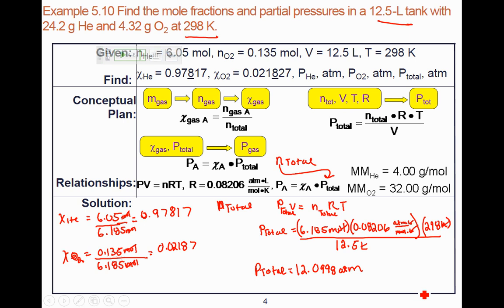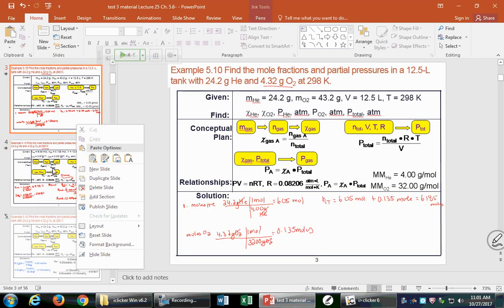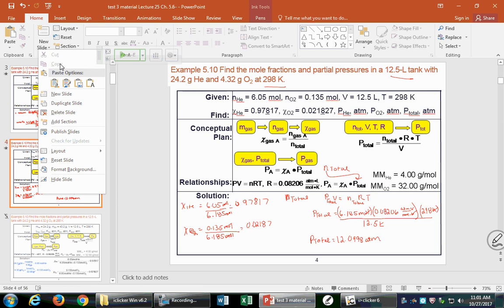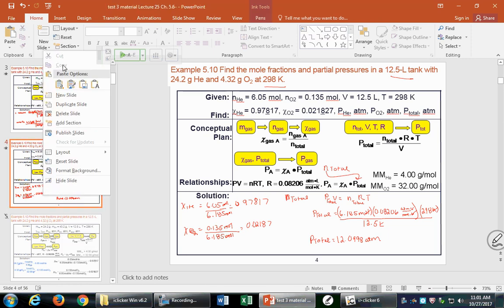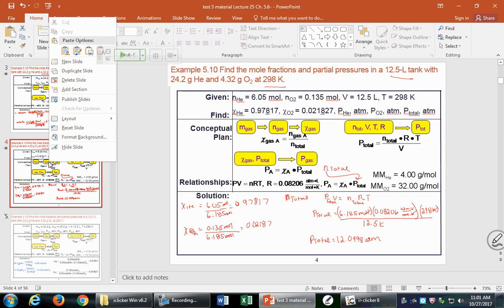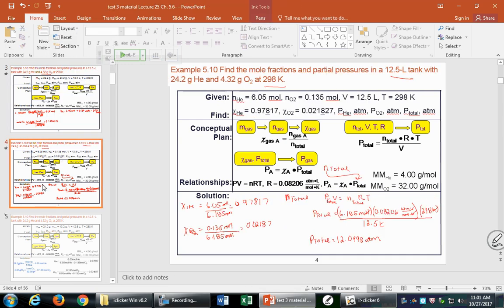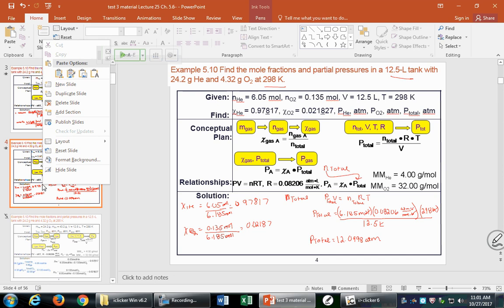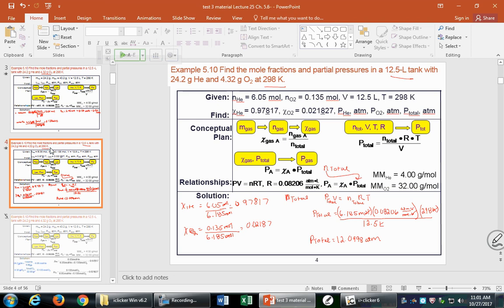So our last step is finding our partial pressures, and I ran out of room. Why isn't it letting me copy? That's weird. Whatever.